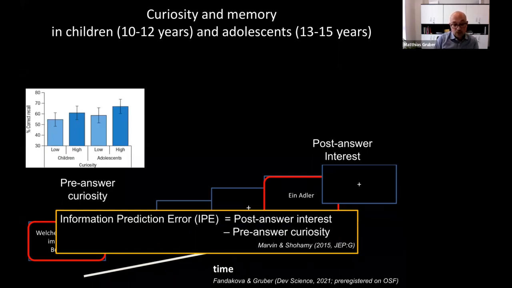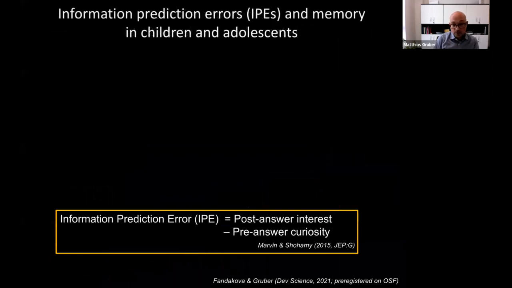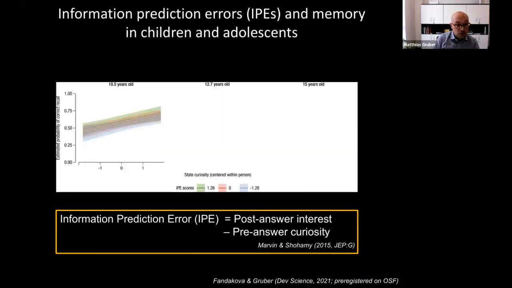But then, if you look at age, a slightly different picture arises when we look again at memory based on these information prediction errors. To show this, with age as an additional variable, we plotted slightly differently. So I plot this here, for example, for our youngest children. Here we plotted curiosity on the x-axis, from low to high curiosity, standardized, and here the probability of memory recall. And the different colored lines are the different IPE scores. So green is the positive IPE, where we would expect memory enhancement, and the other two, red and blue, are for no IPE or even a negative IPE.